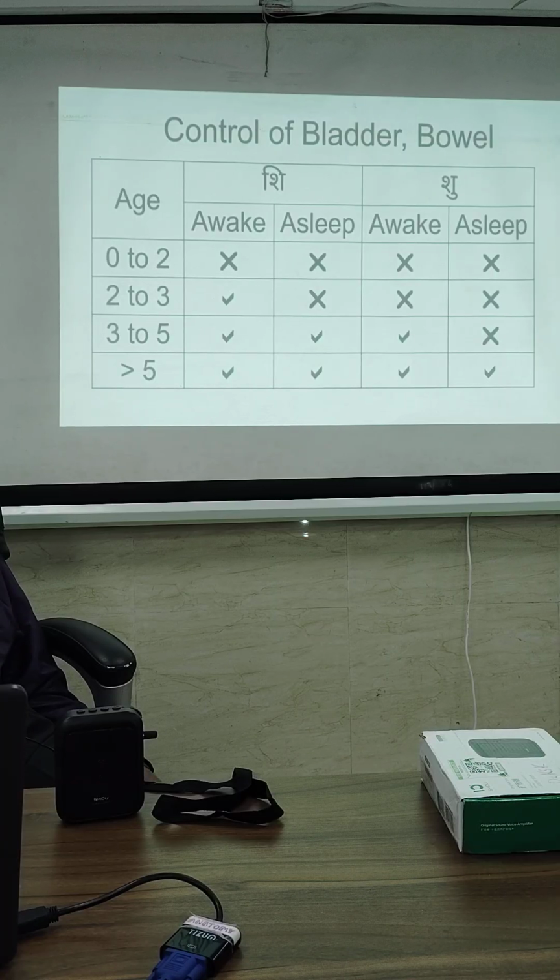3 to 5 years of age, he has gained control over she even during sleeping. But he has gained control over the shoe only when he is awake. At night, he still urinates. More than 5 years, he is going to have complete control. That's what is described as the normal development of control over bladder and bowel.